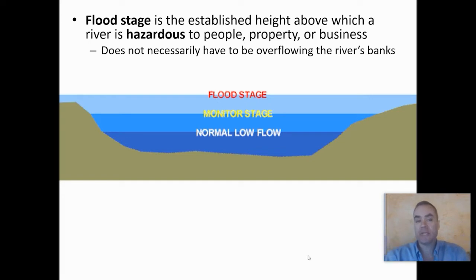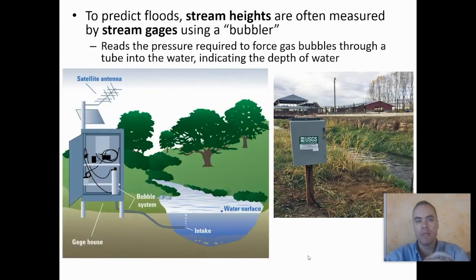And it doesn't necessarily have to be that the river is overflowing outside of its banks to be hazardous. So you might hear, for example, that during a hurricane, a river level rose to the point where it was a meter above flood stage. So it was a meter above the level considered to be hazardous.